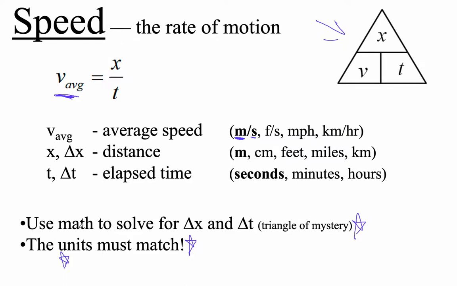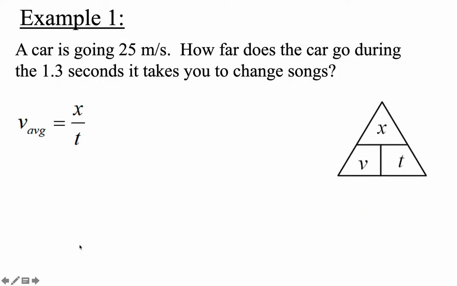Okay, so let's do a couple examples here, and then I think you'll be ready to go. Okay, so a car is going 25 meters per second. That's going to be our v, right? So our v is 25 meters per second, and I know that just by the units. I also know it by it's going that fast, right? How far? So it's asking us what is x in the 1.3 seconds it takes for you to change songs, assuming you're looking away from the road and changing songs.